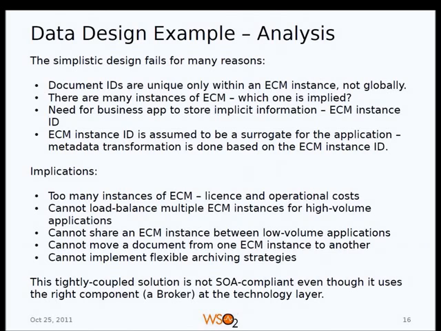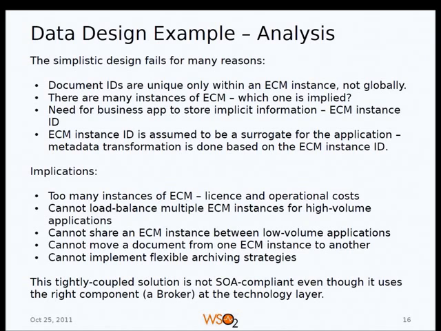The first implication is you end up with too many instances of ECM, and this has license implications as well as operational cost implications. You don't need to have 20 instances of ECM to support 20 business applications. Maybe 5 would do. Right?